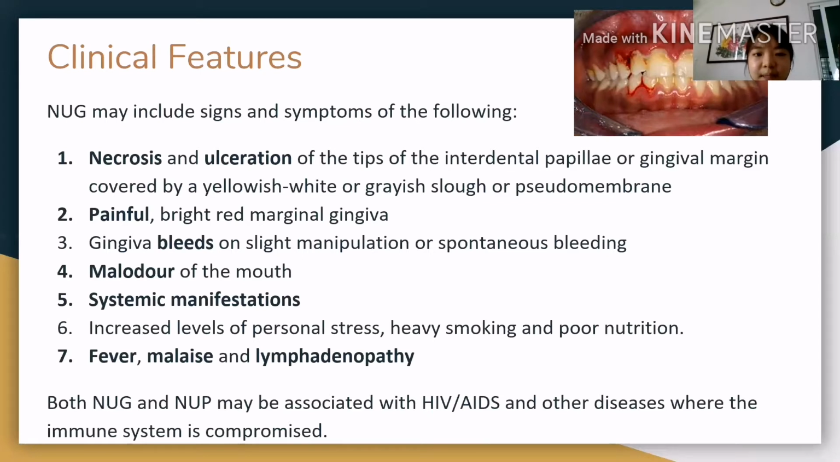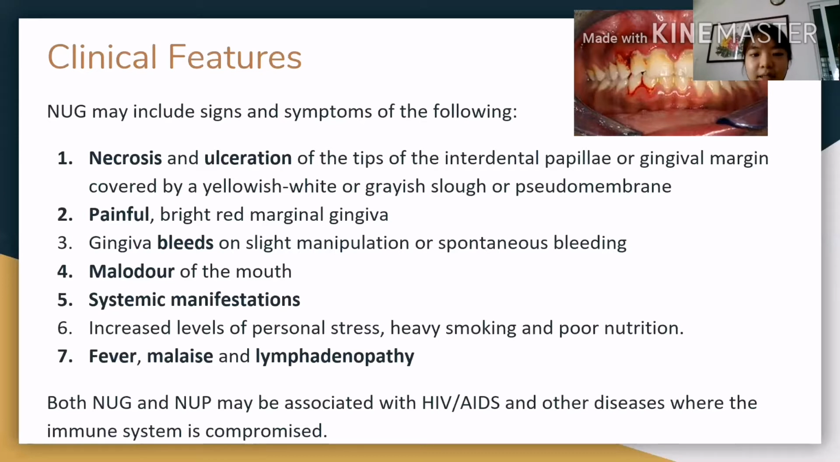Other signs and symptoms may or may not be present. For example, the mouth may have a metallic taste or mild odor due to tissue necrosis. Next, systemic reactions may also occur and are more pronounced in children. The patients may also have increased levels of personal stress, heavy smoking, and poor nutrition. Rarely, the patient may have low-grade fever, malaise, and lymphadenopathy.